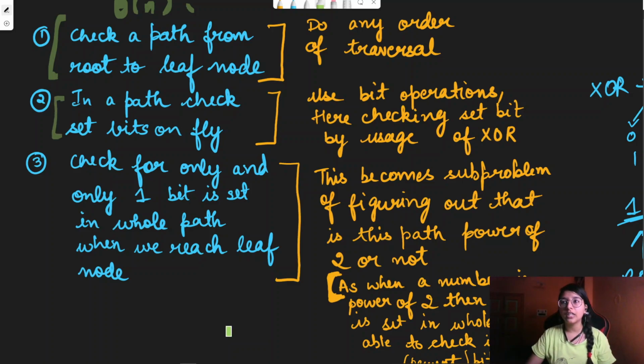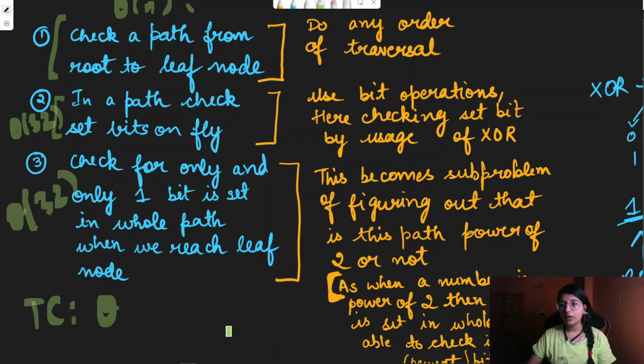Then comes the part for checking this. So this would be a 32-bit operation only, right? So that's why it takes order of 32, that is order of 1. And this particular one is also order of 32 only, so it's again order of 1. So overall our time complexity becomes order of n. And for space complexity, as we are doing the second step and third step in constant time, and first we are traversing the tree, that is basically using DFS.